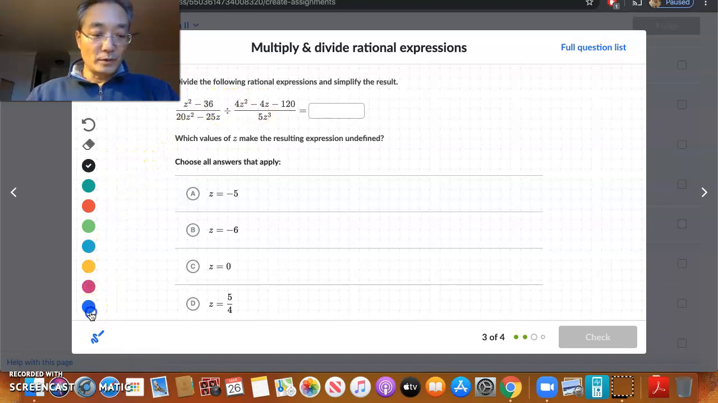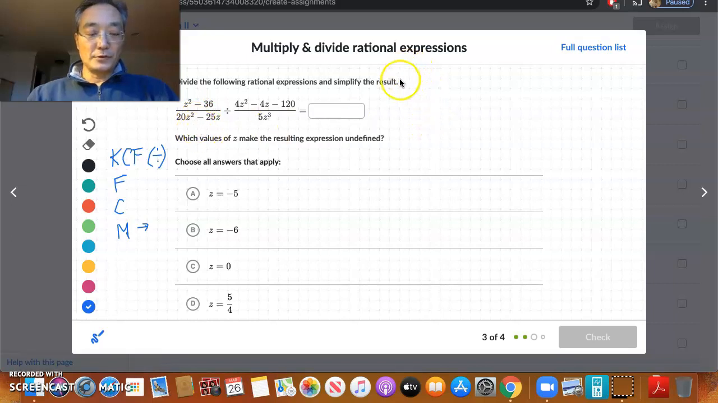Again, what are the steps to doing these? Keep, change, flip, right? That's only for division. And then again, factor, cancel, and then multiply across, correct? All right, so let's do it. Divide the following rational expressions and simplify the results.